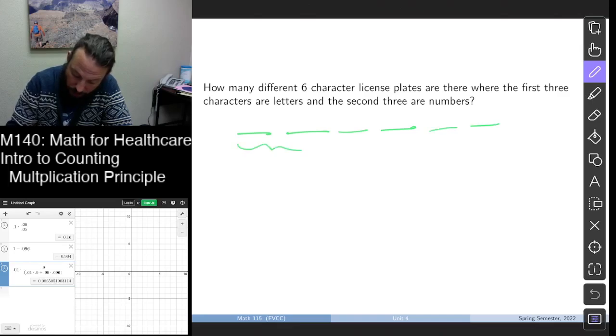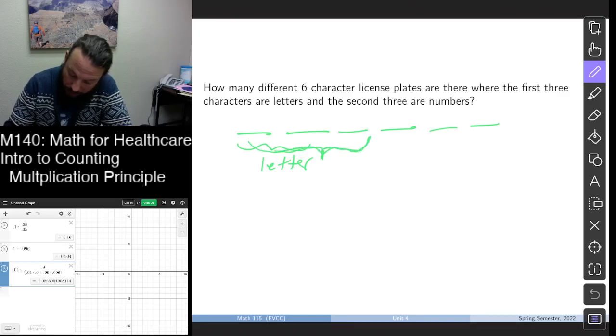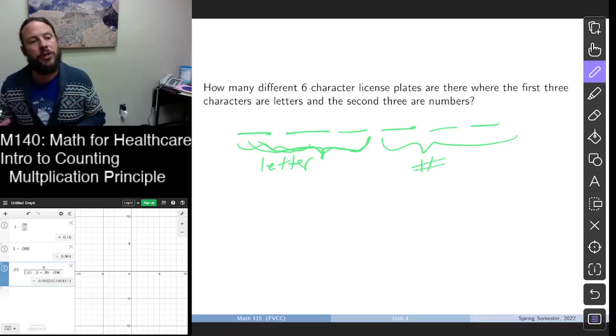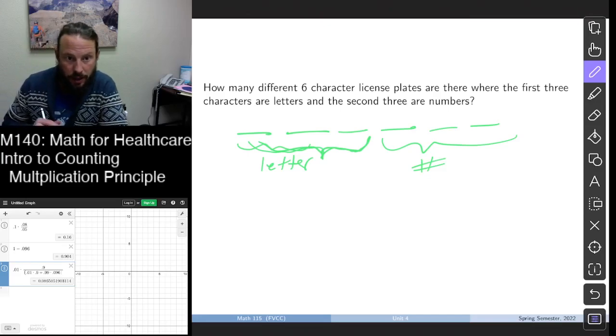And these two are both letters. Sorry, this is saying these three are all letters, and these three are numbers. When we say numbers, we mean digits, and the digits are from 0 to 9. All right? And then we figure out, okay, what is that?